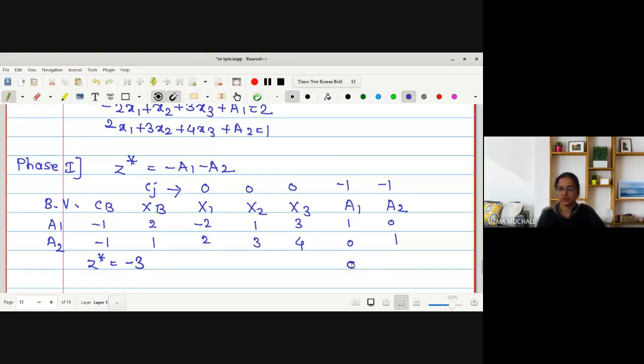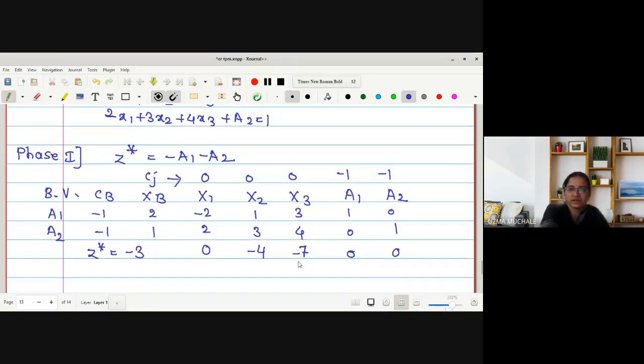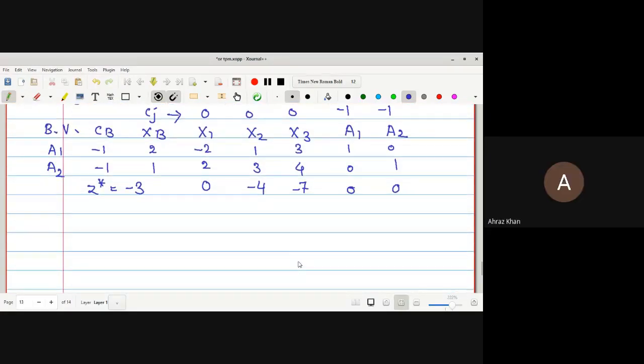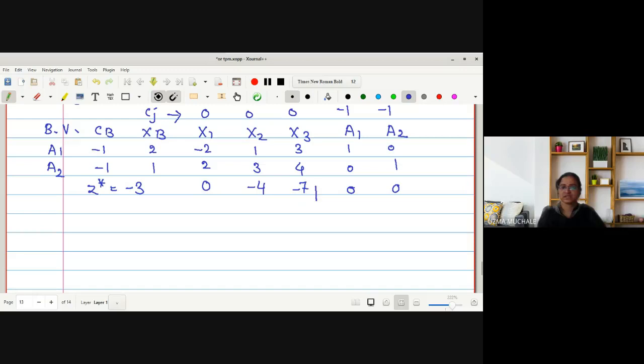For A1, A2, net evaluations are 0. Let us calculate for X1, X2, X3. For X1: minus 1, minus 2, plus 2, minus 2, 0. Minus 1, minus 3, minus 4, minus 3, minus 4, minus 7. Which variable enters? X3, minus 7. X3, right.